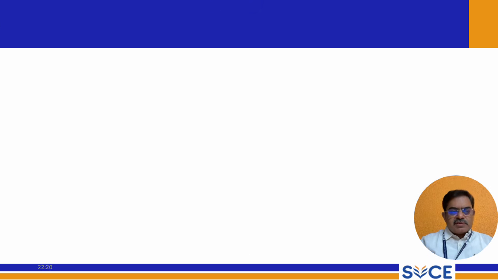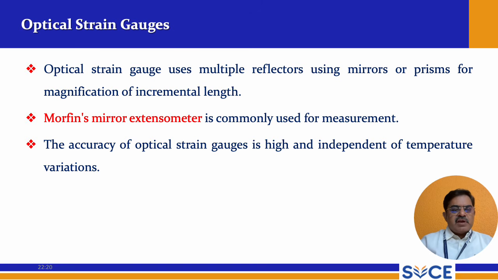So the next one is the optical strain gauge. Optical strain gauges use multiple reflectors, using mirrors or prisms, for magnification of the incremental length. So the Martens mirror extensometer is commonly used for measurement. The accuracy of optical strain gauges is high and independent of temperature variations. So that is another advantage of the optical strain gauge.